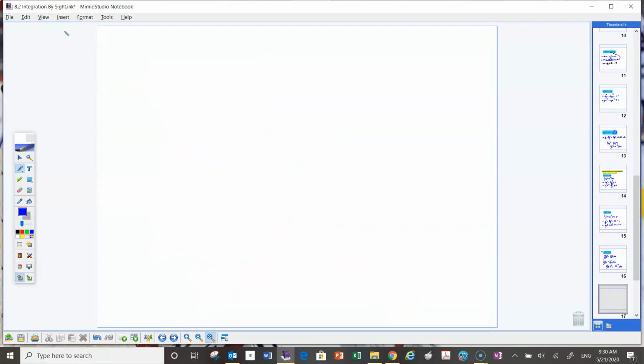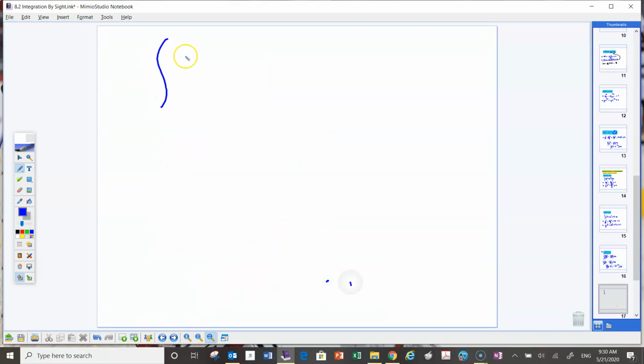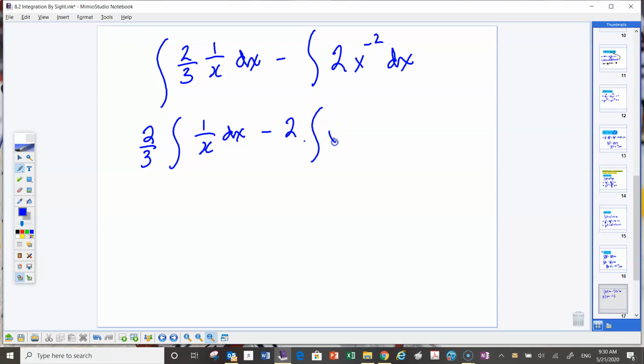Now, when you have a sum and difference of terms, you can really integrate each one individually. So this is 2/3 times the integral of 1 over x dx minus the integral of 2x to the minus 2 dx. And again, I'm showing a lot of steps here, and eventually you can do a lot of this stuff in your head. So now this is a constant, so that 2/3 can come out front. So can that 2 too, if you'd like. And now I'm set to integrate.